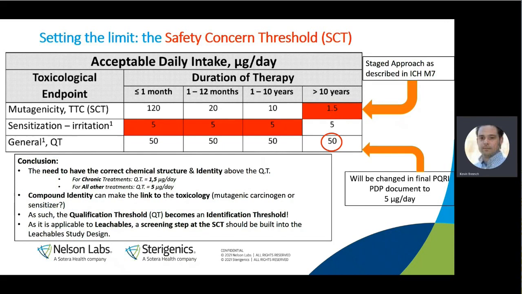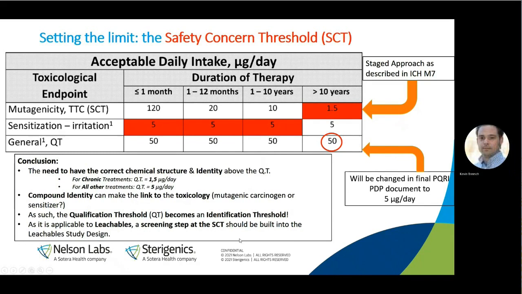So this is a very important message for chronic treatments. The qualification threshold, where you have to identify and qualify your impurity, is set at 1.5 micrograms a day. For all other treatments, you can go up to 5 micrograms a day. We need to be able to identify the compound in order to evaluate, is there any mutagenic potential? Also to evaluate the permissible daily exposures, looking for toxicity studies, repeat dose studies, we need to have an identified compound.